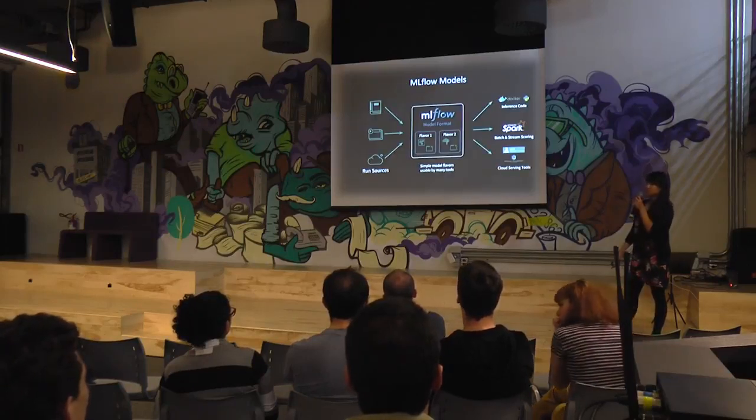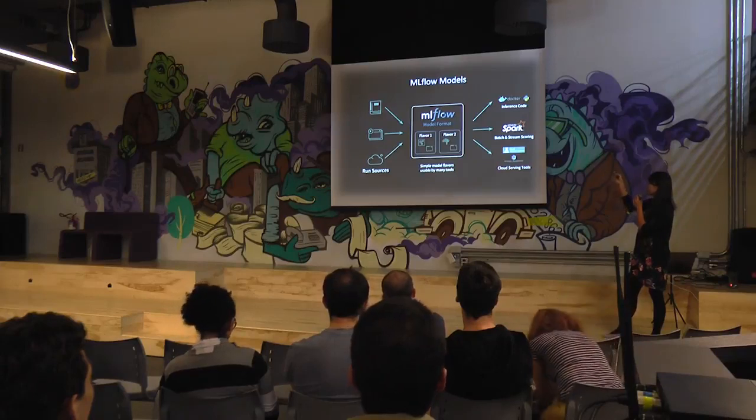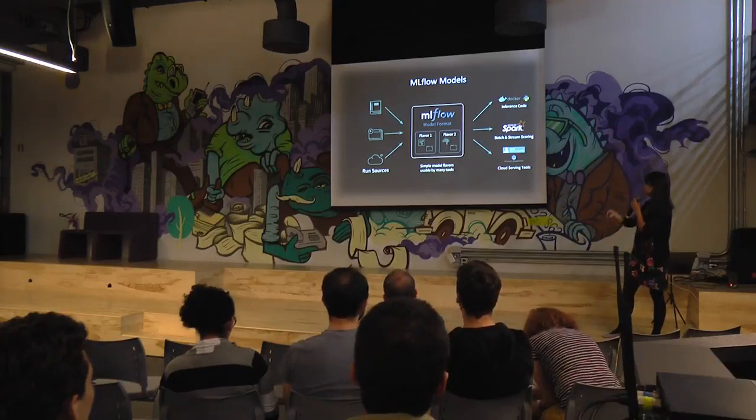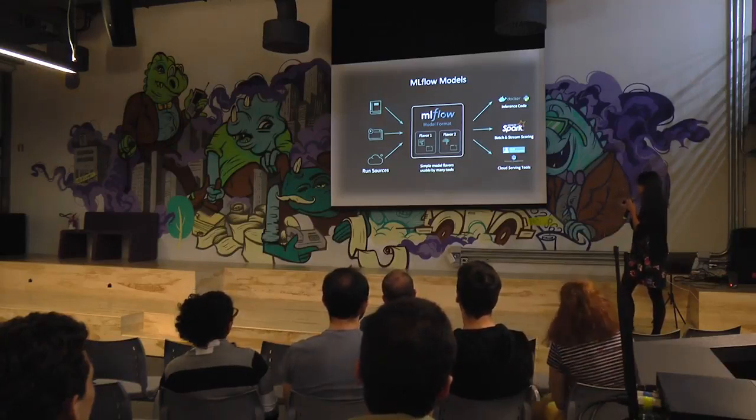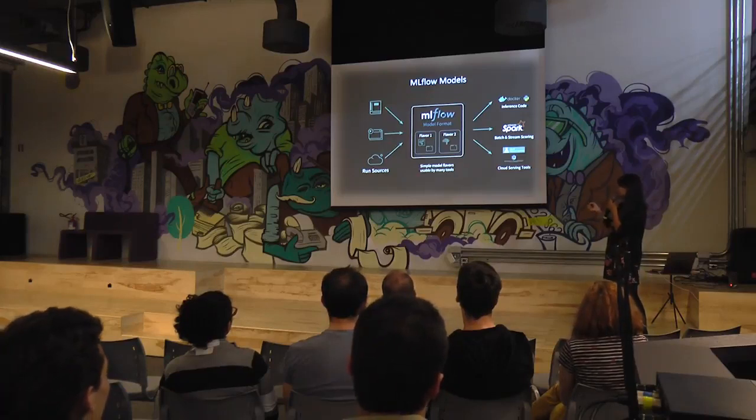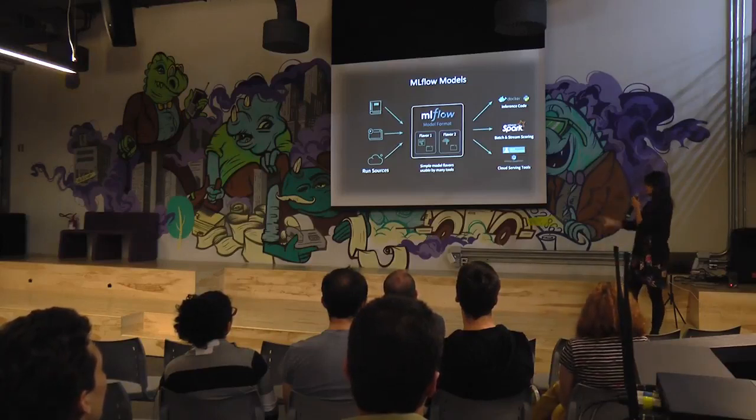MLflow models, which is the third component of MLflow, is where you have multiple sources coming in, from your notebooks, again, locally or from the cloud, and you're using different model frameworks to train your models. So for example, you could have TensorFlow, you could have scikit-learn, you could have Spark. So you're using different machine learning frameworks to train your model, and then you have various deployment tools.